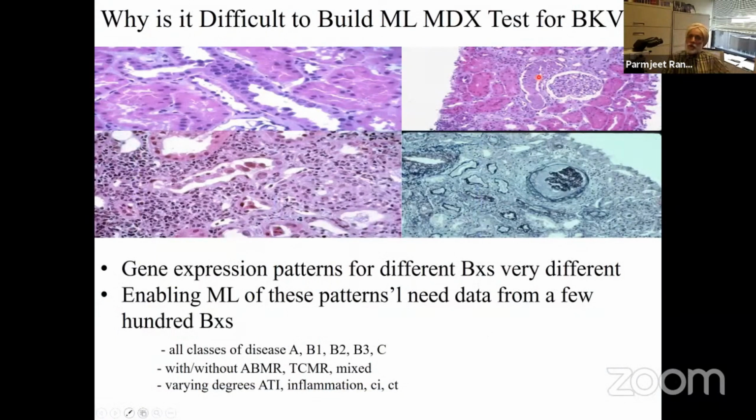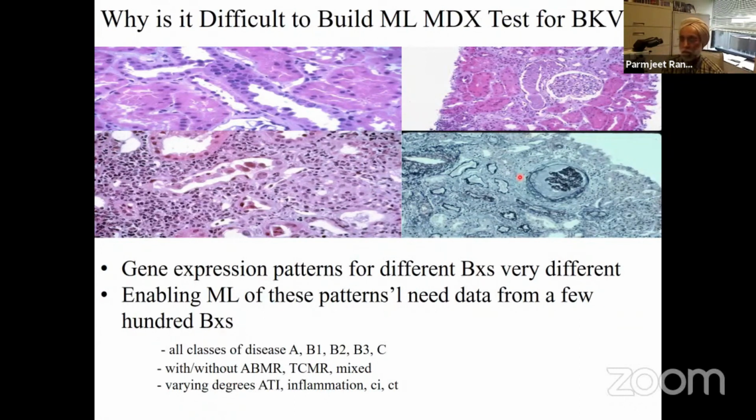So why is it so difficult to build a molecular classifier for BKV nephropathy? There's just actually a paper out which claims to have a classifier, but it's not really a simple interpretation. And why is that? Well, BKV nephropathy has a very wide range of morphologies. You can have silent inclusions, you can have acute tubular necrosis, you can have interstitial nephritis, you can have advanced fibrosis and tubular atrophy. So obviously the gene expression patterns for all these biopsies are going to be very different. So enabling a machine to learn all these patterns, I think, is going to require a few hundred biopsies. And most studies don't reach that level.